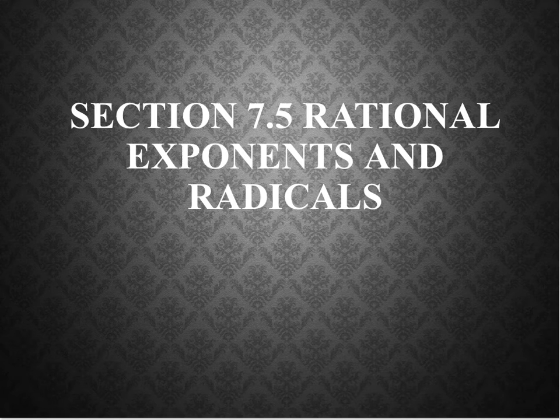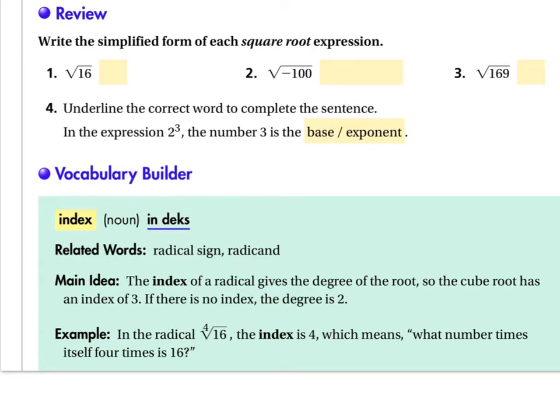Welcome to Algebra 1, Chapter 7, Section 5, Rational Exponents and Radicals. As a review, let's write the simplified form of each square root expression. The square root of 16 is plus or minus 4. 4 times 4 is 16, and negative 4 times negative 4 is 16.